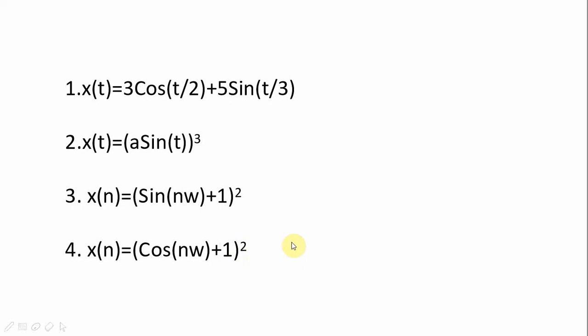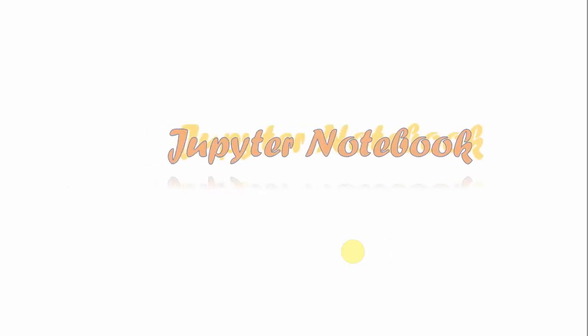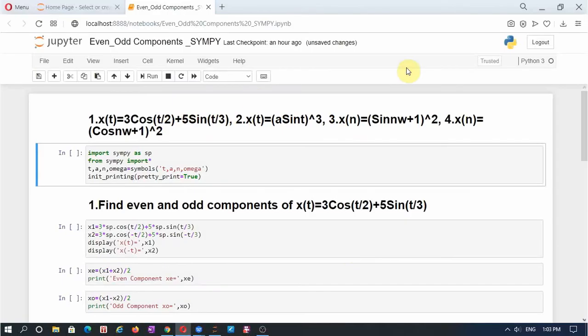I have already explained how to manually find out the even and odd components of the signal in my series on signals lecture. So let me take you to the Jupyter notebook. Here I have listed all the 4 problems that I am going to solve using Python.